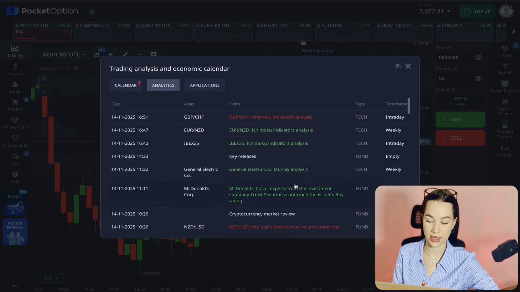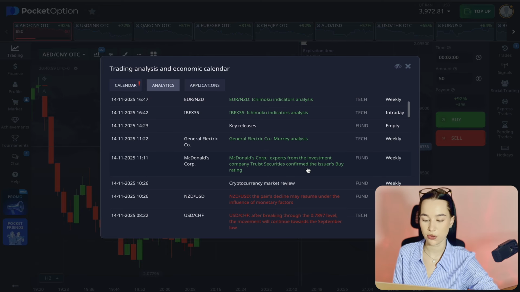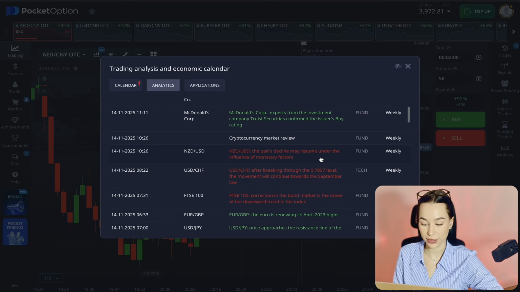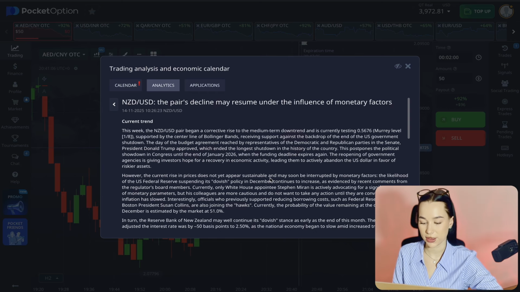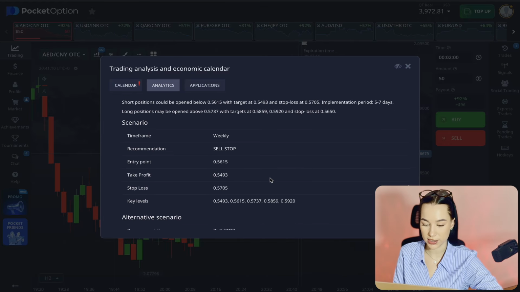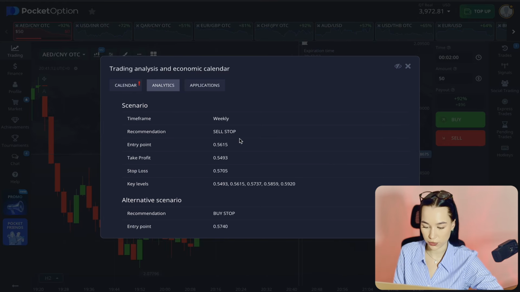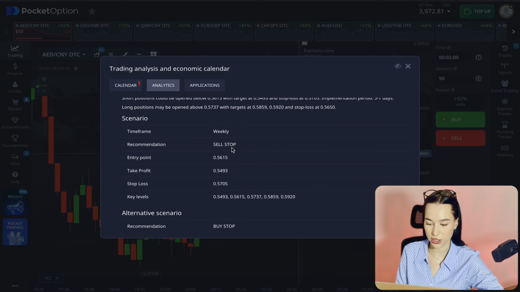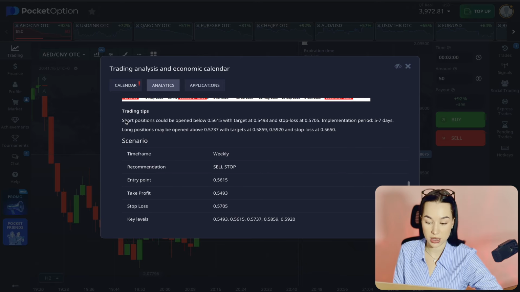Also, I told you that I'm gonna show you some features of the platform that you can use. For example, I had a video about this, that there's a new feature about trading analysis and economic calendar inside of the platform. So here you can check out everything about the currency pairs, for example, New Zealand dollar in US. So it's the current trend, support and resistance. We have all of the chart here, but here's the scenario. But the thing is that there is weekly, so it's mostly for the longer expiration trades.